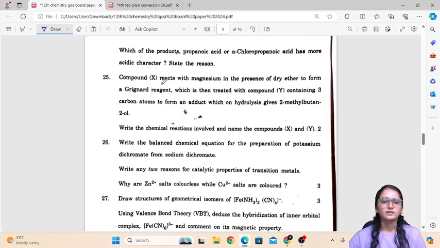Now compound X, it reacts with magnesium in the presence of dry ether. Which reaction is this? This is the Grignard reagent reaction, in which we produce the Grignard reagent. Then that Grignard reagent is treated with compound Y. It contains 3 carbon atoms to form an adduct which on hydrolysis gives alcohol 2-methyl butane 2-ol.